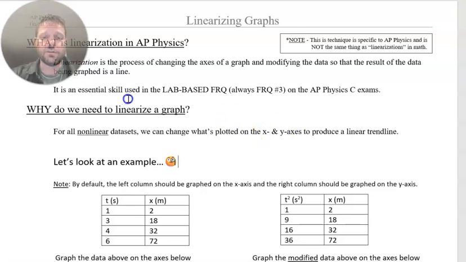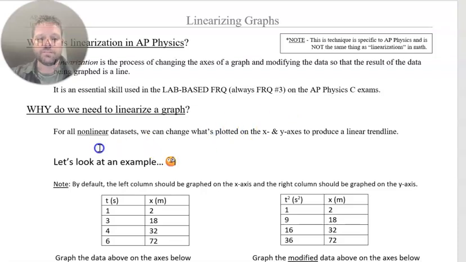It is essential, though, in the lab-based FRQ, which we know is free response question number 3 on the AP Physics C exam. In order to be able to solve those questions, this is an essential skill that we have to apply to those FRQs. So a formal definition is the process of changing what we're plotting on the axes of the graph, and modifying the data so that what we're graphing goes from being nonlinear to being linear.